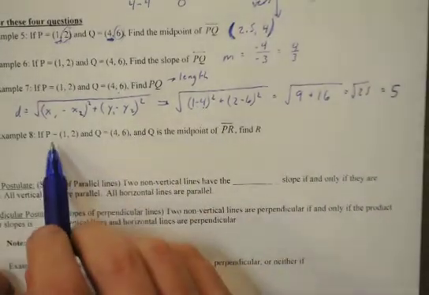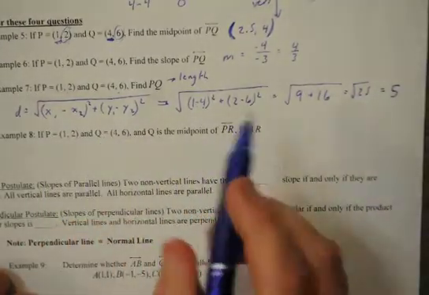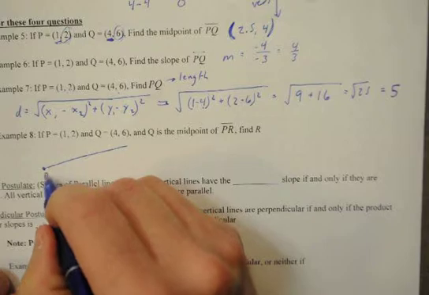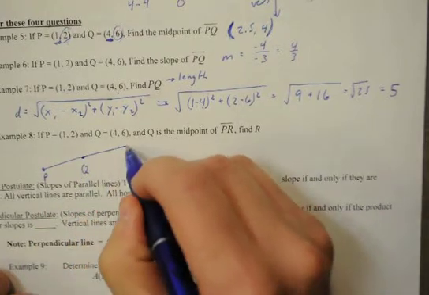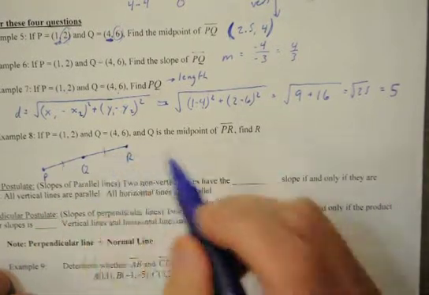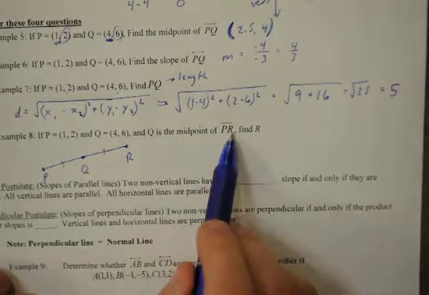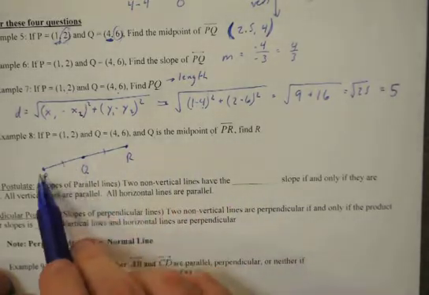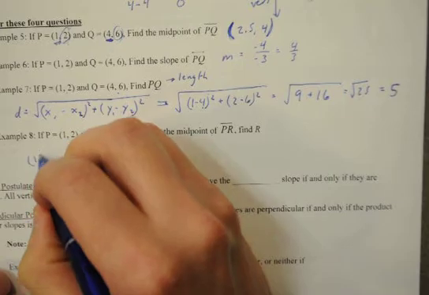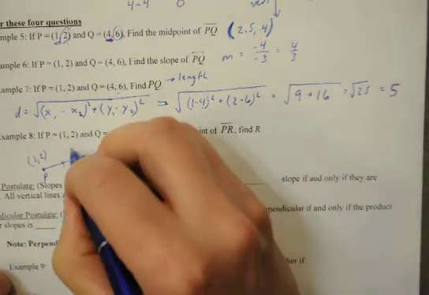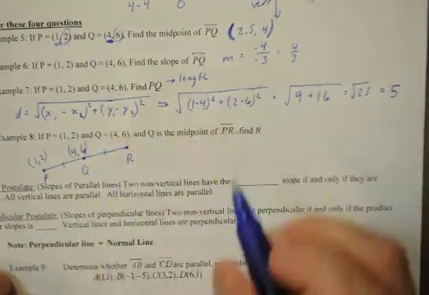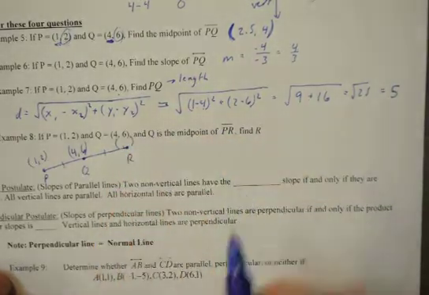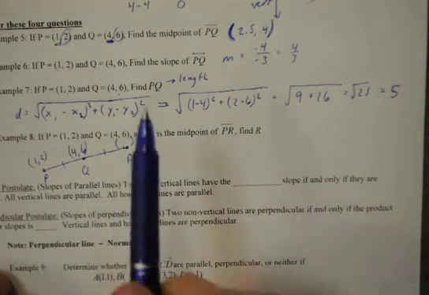And then lastly, we have PQ, and now we're going to bring in R. So here's the situation. You've got P, you've got Q, you've got R. Q is the midpoint of segment PR. P is 1, 2. Q is 4, 6. And R is unknown. We got to figure out what R is.